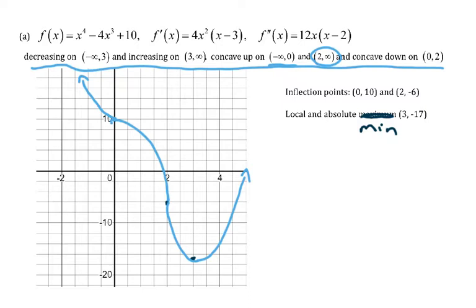So this is just how you go about trying to sketch the graph, and it does take some practice. But here is my absolute min. Here's an inflection point. And here is another inflection point. And I know that the end behavior of the graph is correct too. This is a fourth degree polynomial.